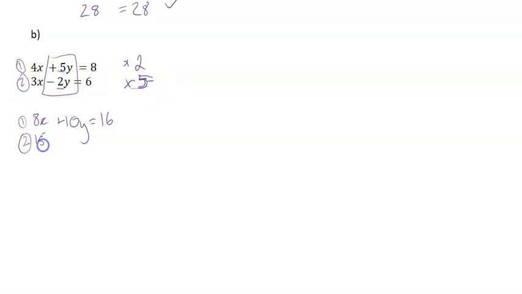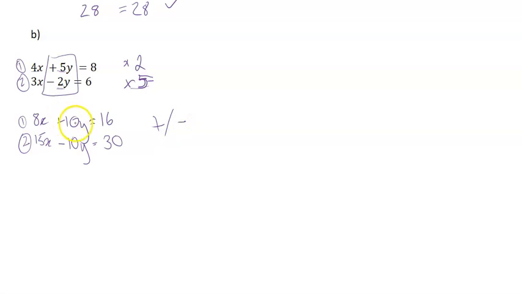So 15x subtract 10y equals 30. Okay, so see what this has done. I've taken the 5 and multiplied it by 2 and taken the 2 and multiplied it by 5. But I have to do that for every single term in the simultaneous equation. So here now I can make the decision. Am I going to add or subtract from this point?